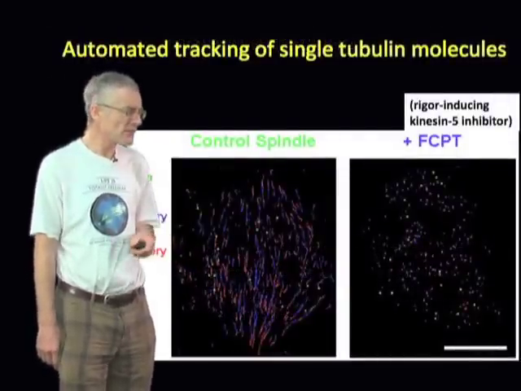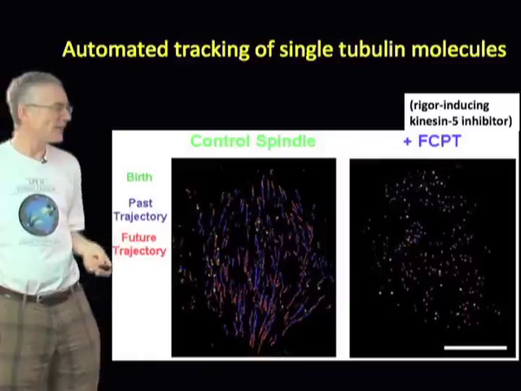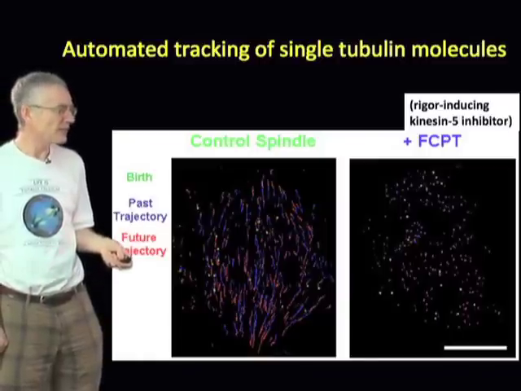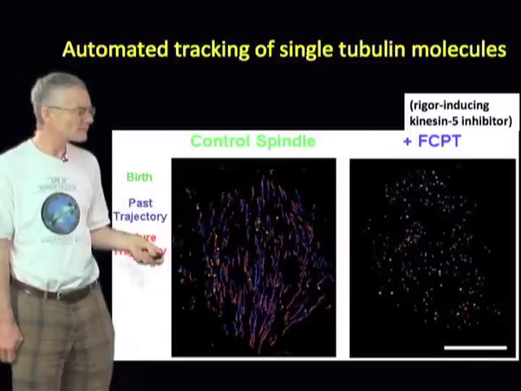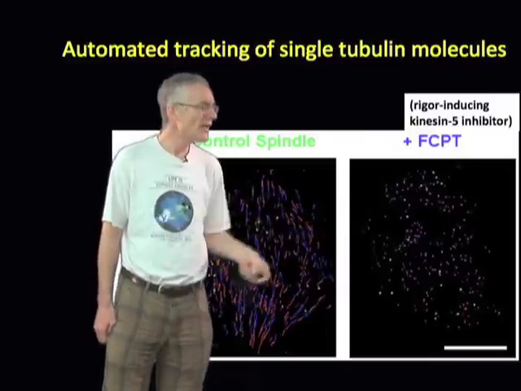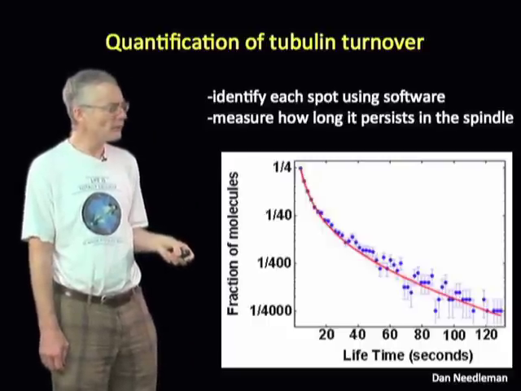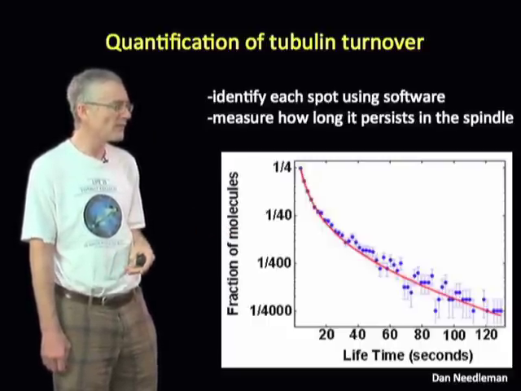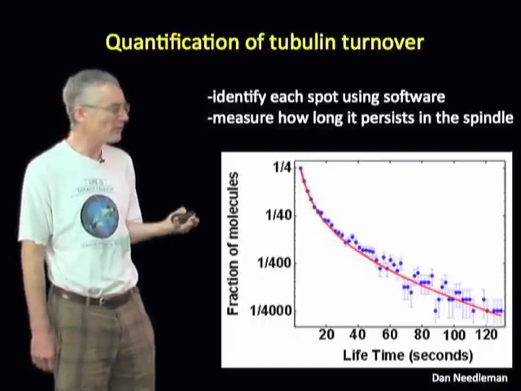Those spots are sufficiently bright and well separated that they can be tracked by automatic software. This is Dan Needleman's work, using software taken from physics labs who study particles moving. You can see here trajectories, these vertical lines. This is a control spindle. This is one of these drug-frozen spindles, so everything's frozen there. Using that kind of software, you can quantify both the sliding and also how long each spot persists, which is the lifetime of that spot in polymer.